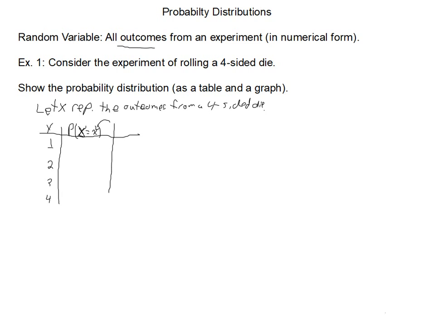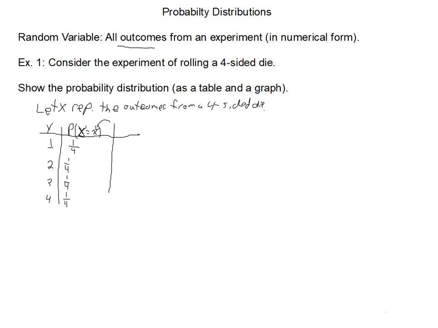Well, if it's a four-sided die and we want to know the probability of getting a 1, the probability here is just going to be 1 out of 4. And the same is true here. We have a 1 in 4 chance of getting a 2, a 1 in 4 chance of getting a 3, and finally a 1 in 4 chance of getting a 4. So that's the first part of our probability distribution.